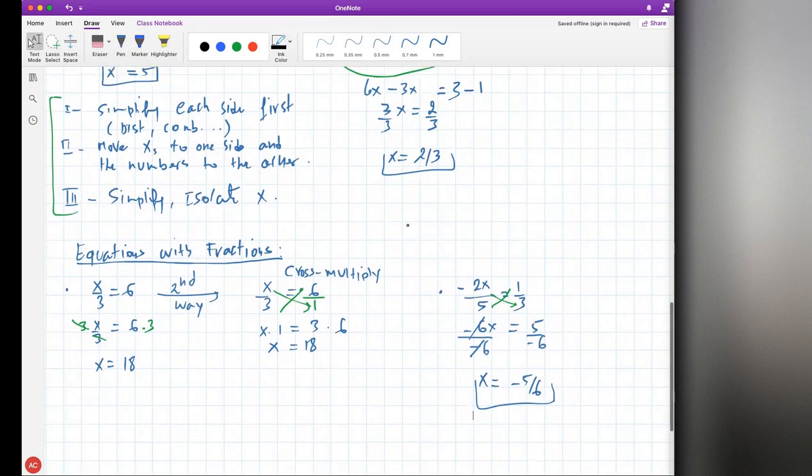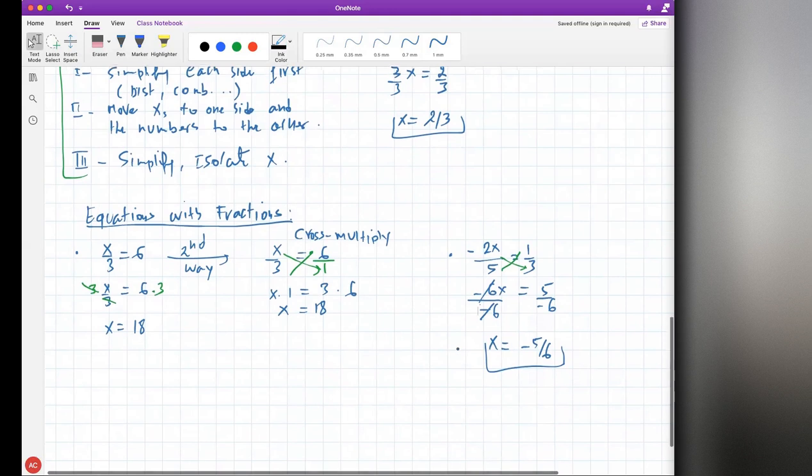So once you cancel the fractions, we apply these steps again. Simplify if you have to simplify in parentheses. Move the x's if you have to move them, and then isolate the x. In this case, we just had to do the last step. After cross multiplying, we just had to isolate x by dividing. And that's our solution. Try to reduce your fraction whenever possible. If not, that's fine. The answer could be any sort of real number, decimals, fractions, negatives, everything, like I said before.